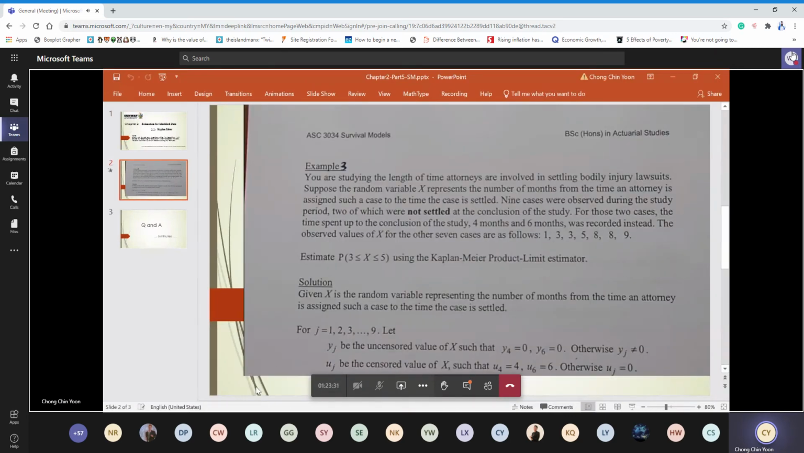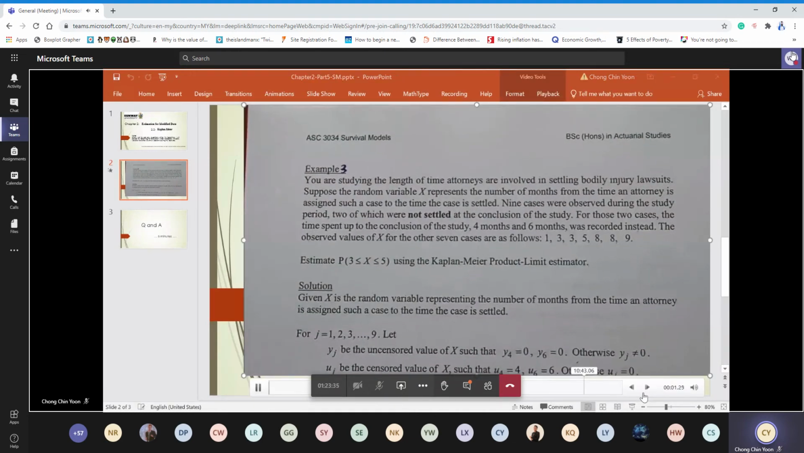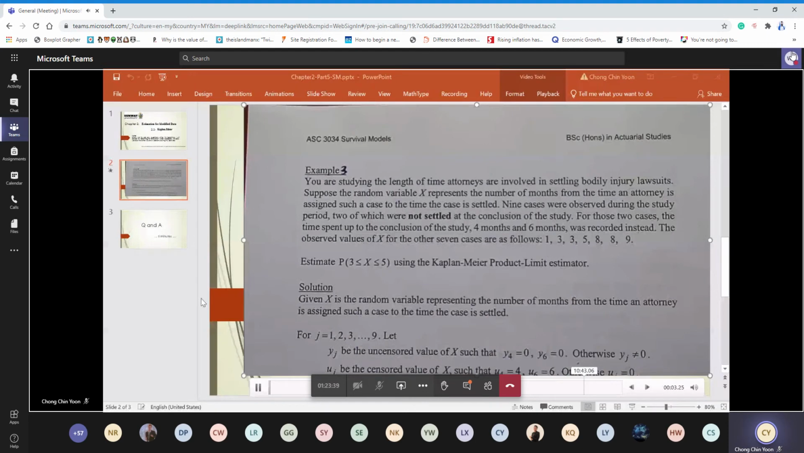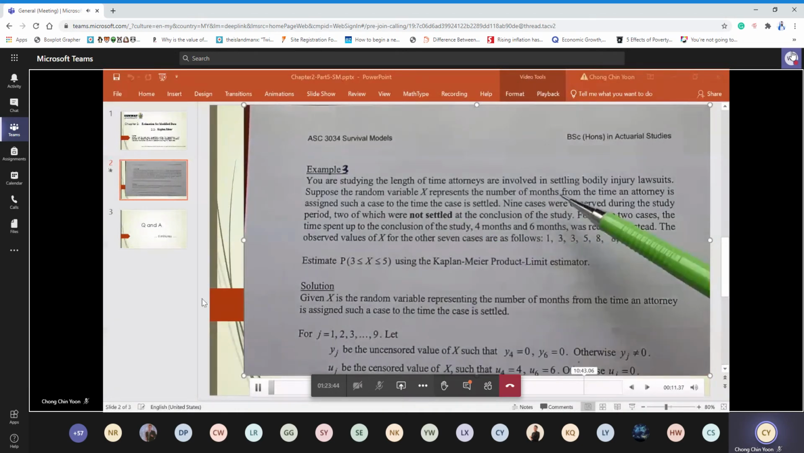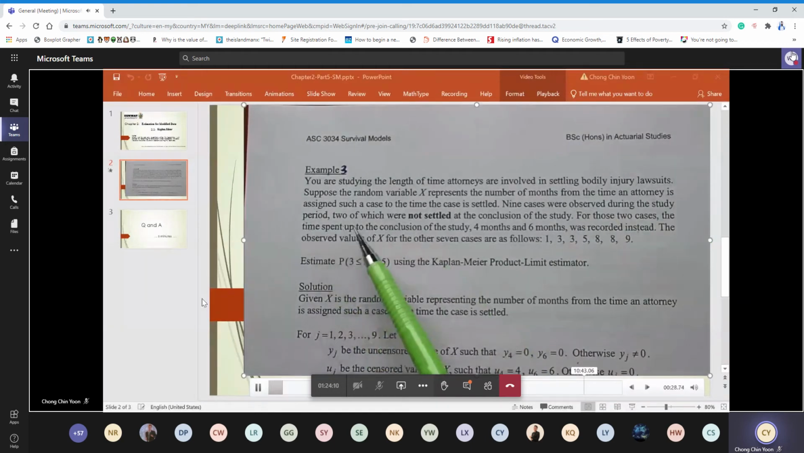So let's go to example 3. You are studying the length of time attorneys are involved in settling bodily injury lawsuits. Suppose the random variable x represents the number of months from the time an attorney is assigned such a case to the time the case is settled. 9 cases were observed during the study period, 2 of which were not settled at the conclusion of the study. For those 2 cases, the time spent up to the conclusion of the study, that is 4 months and 6 months, was recorded instead. The observed values of x for the other 7 cases are as follows. That is this data. Estimate the probability of the random variable x being between 3 and 5 using the Kaplan-Meier product limit estimator.